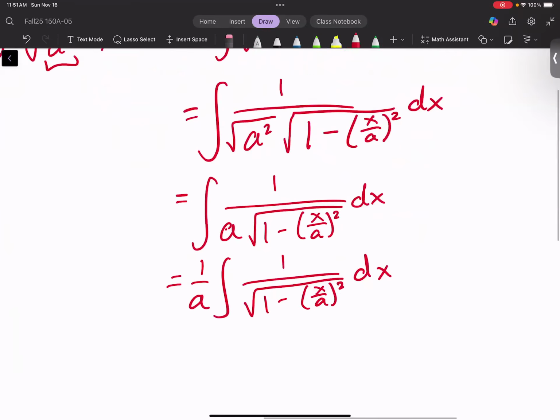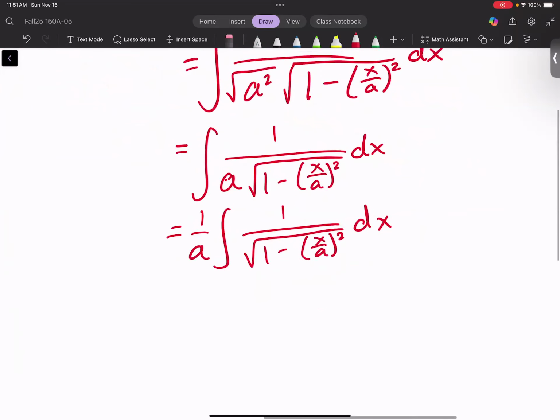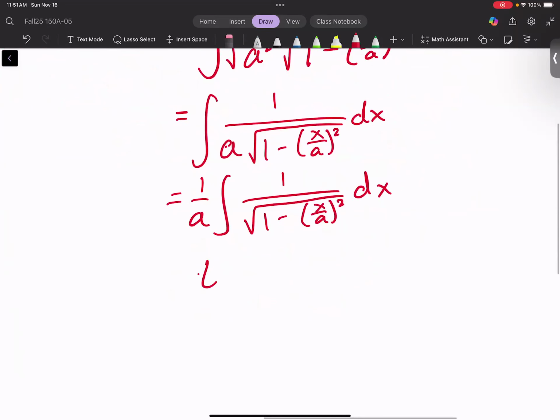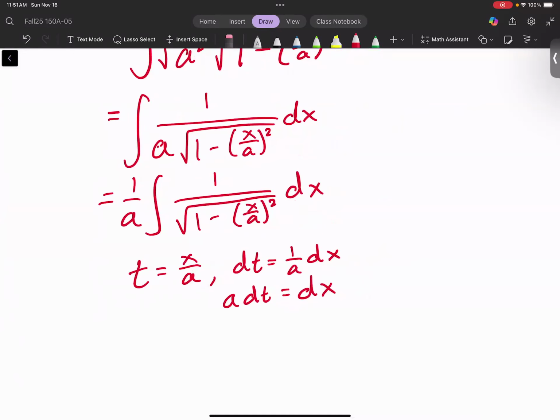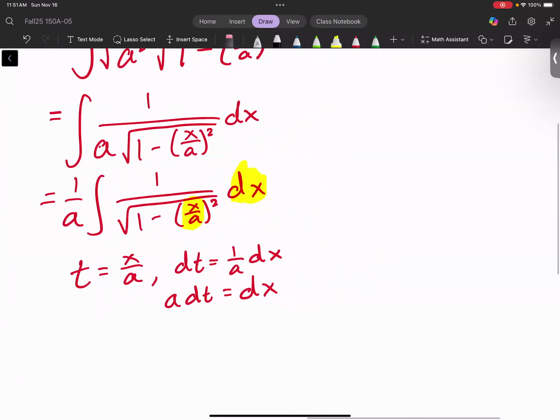Because I can do a substitution here. Maybe t equals x over a. So then dt equals 1 over a dx. And then I can multiply by a on both sides to get dx by itself. Okay. So now this guy in here is t. And then dx, that's a times dt. Okay, so I can do this.